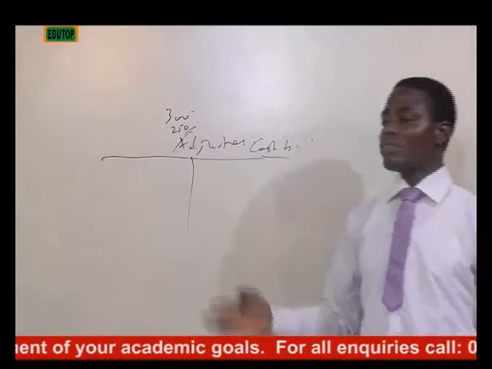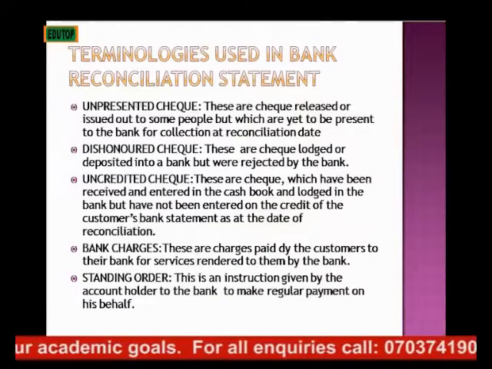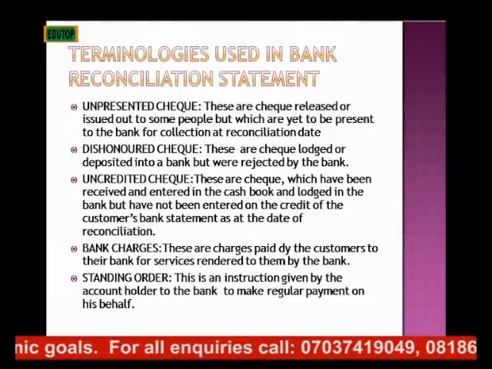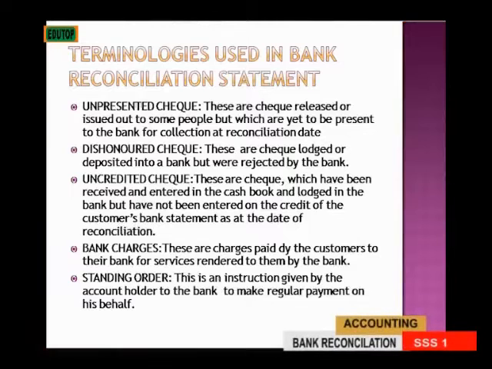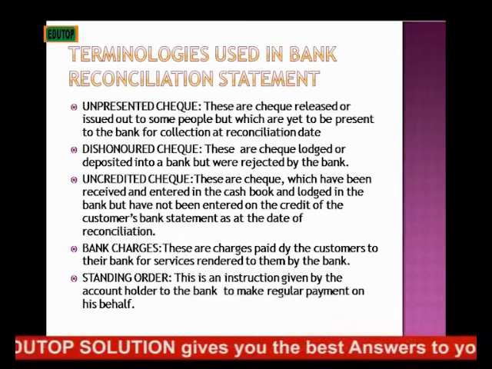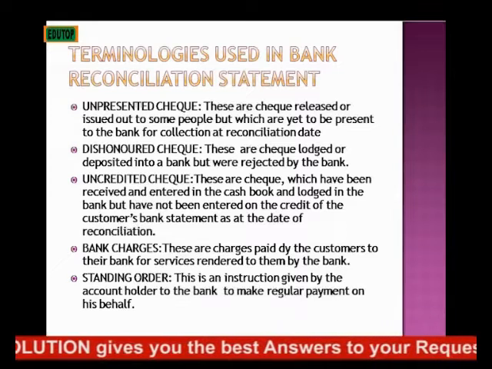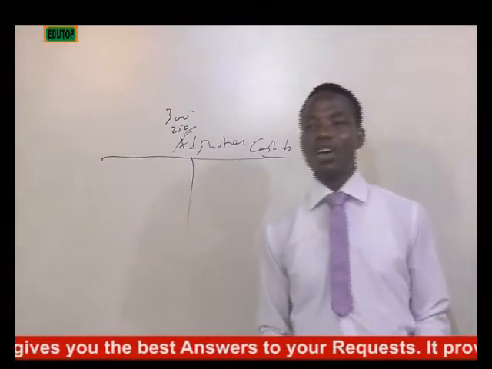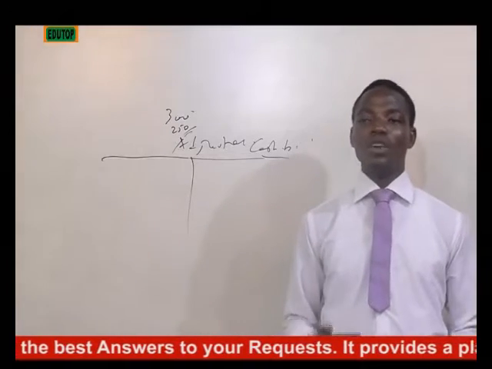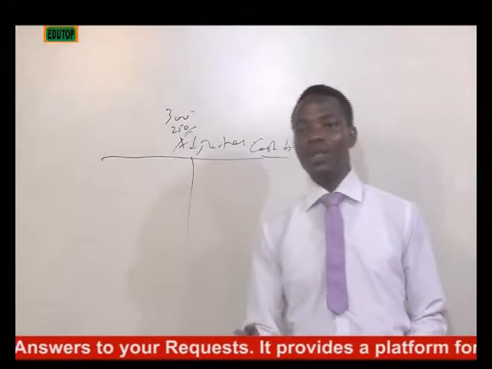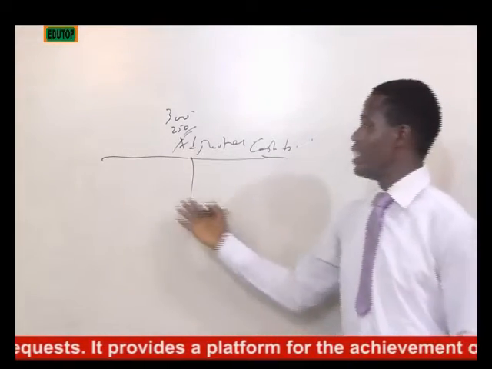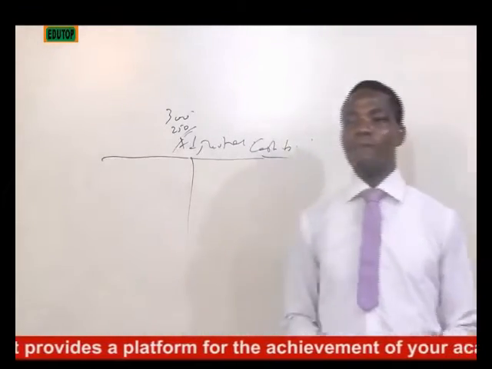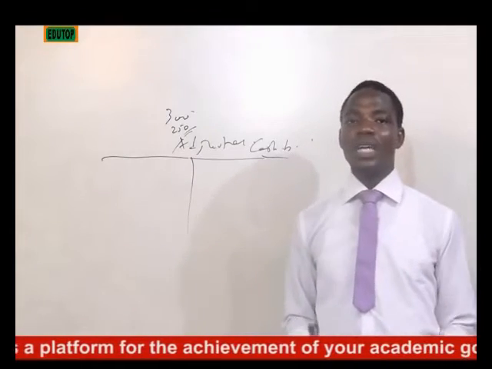Second one, we'll be talking about dishonored checks. What is a dishonored check? This is another piece of information that can bring about discrepancy between the cash book and the bank statement. These are the checks lodged or deposited into the bank but rejected by the bank. Dishonored checks are those that you deposited. When you collected a check from the customer and deposited it in the bank, you must have added it into your cash book, and the bank dishonored it.